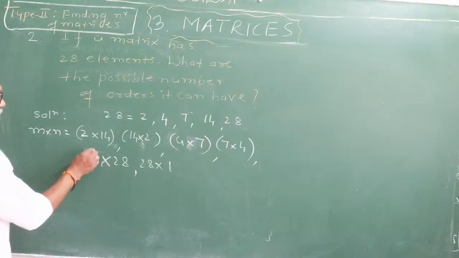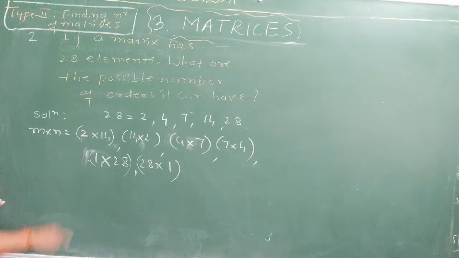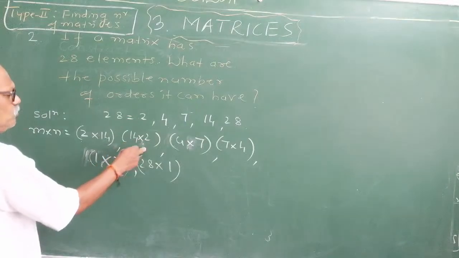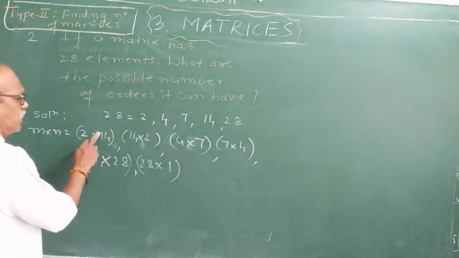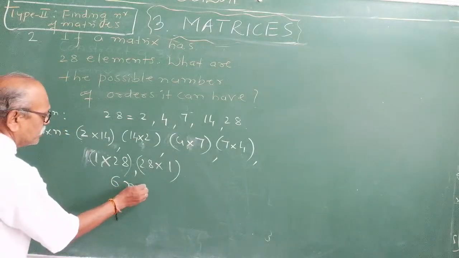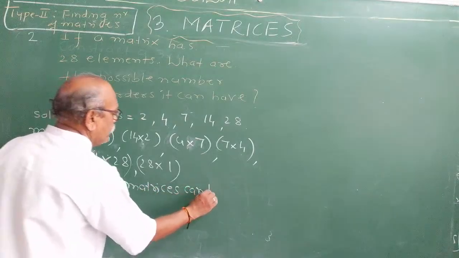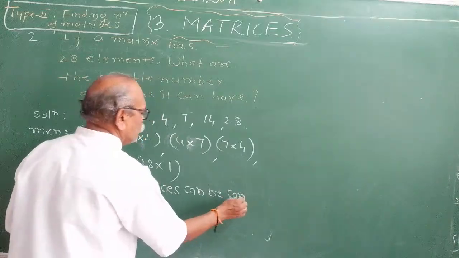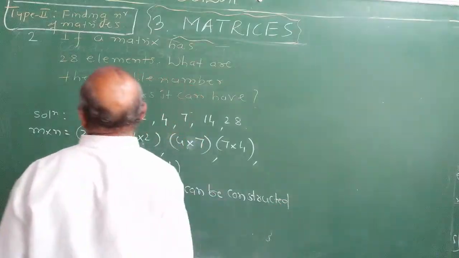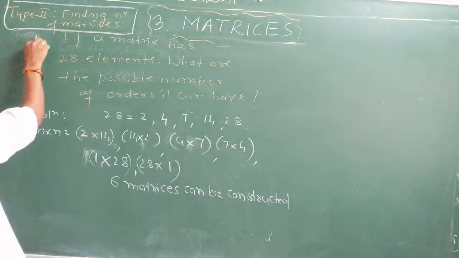Totally, how many matrices are possible? Check, is anything left now? 2 by 14, 14 by 2, 4 by 7, 7 by 4, 1 by 28, 28 by 1. Totally 1, 2, 3, 4, 5, 6. Therefore, 6 matrices can be constructed. Are you getting it? So another question to you, based on this, type 2.